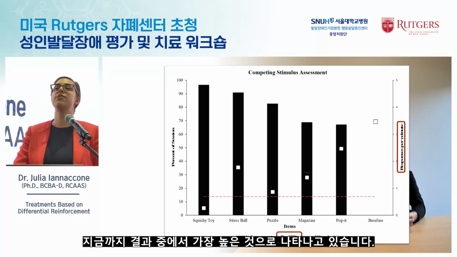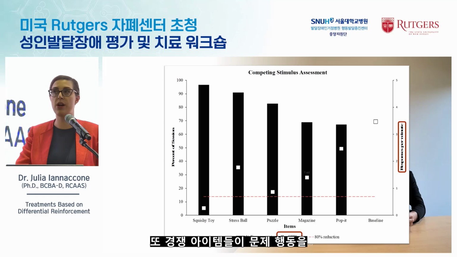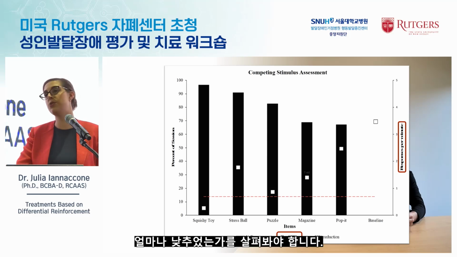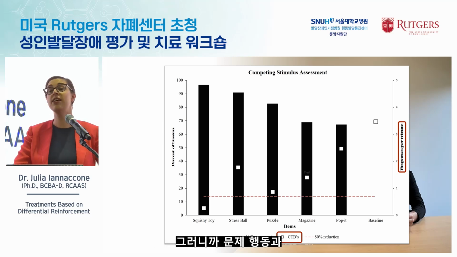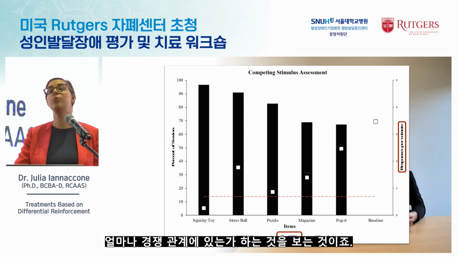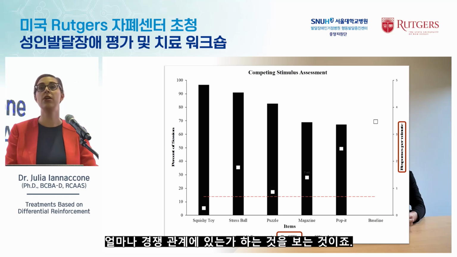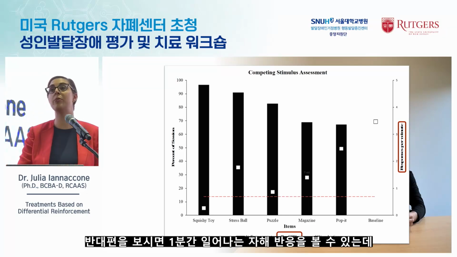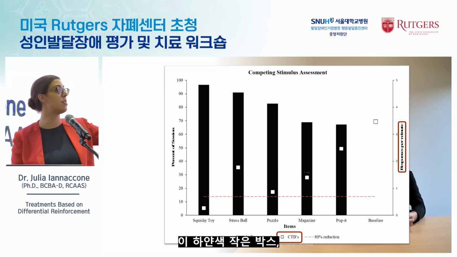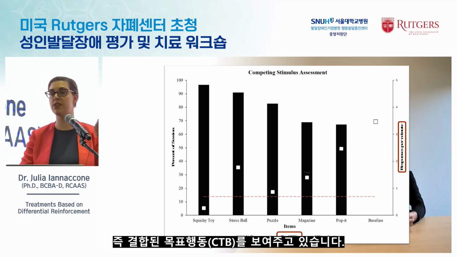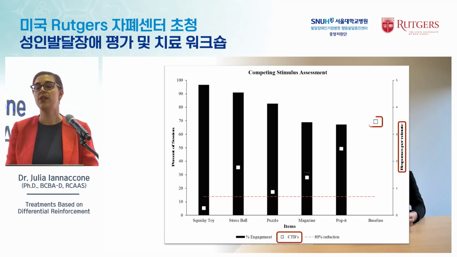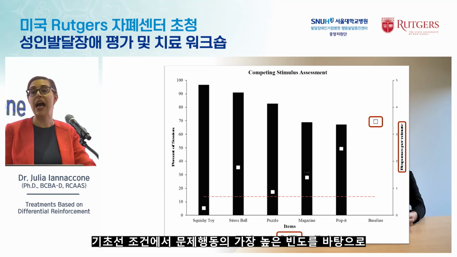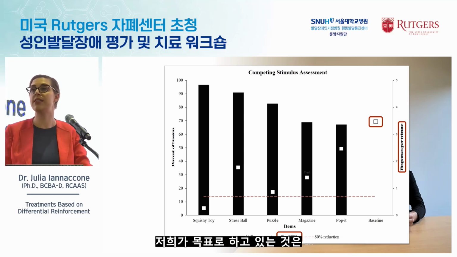But what actually defines a competing item is how much it reduces problem behavior. Is it actually leading to a reduction? Is it actually competing? It's great that they're engaging with it, but we need to make sure that problem behavior is low. So on the secondary axis, on the other side, we have responses per minute of self-injury. And so that's the boxes. Those are combined target behaviors. That's what CTB means. So in the baseline, we saw the highest rates of problem behavior in the baseline condition.